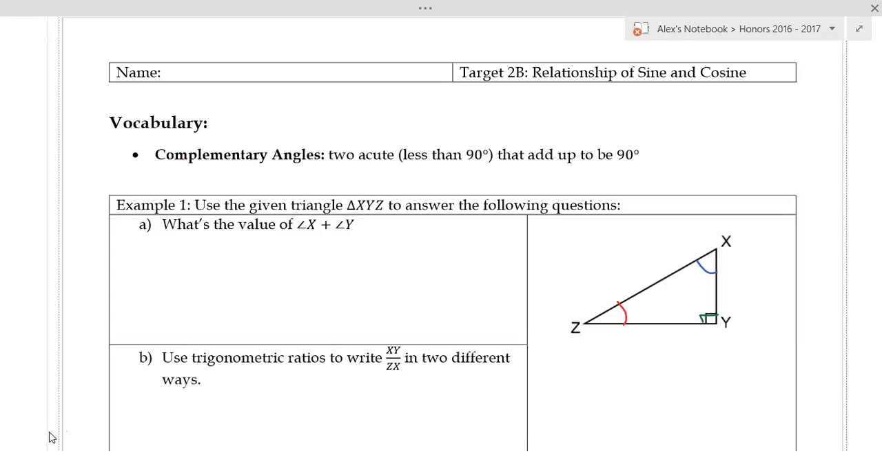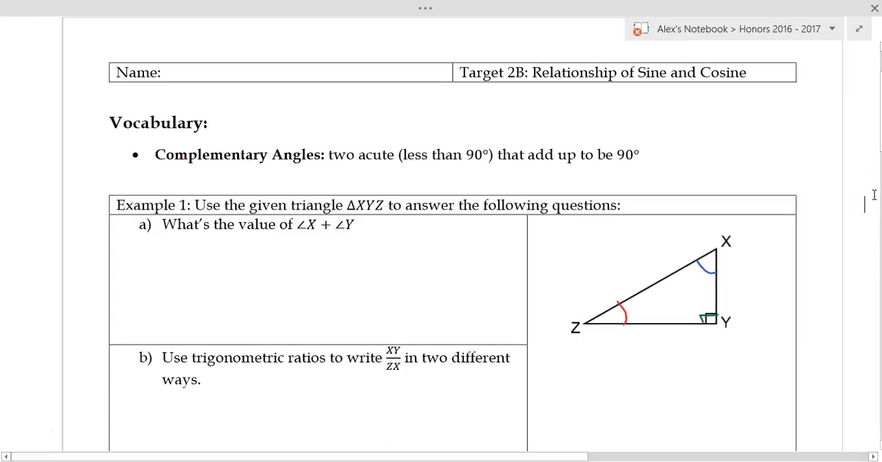I didn't make a vocab video for this target because there's only one vocab word and we actually already know it. It's not a new vocab word. So the only thing we really have to keep in mind is complementary angle. And complementary angles are just two angles that add up to 90 degrees, right? We looked at that at the beginning of the year with our geometry vocab. So that's really our only vocab word. So let's go ahead and look at example 1.